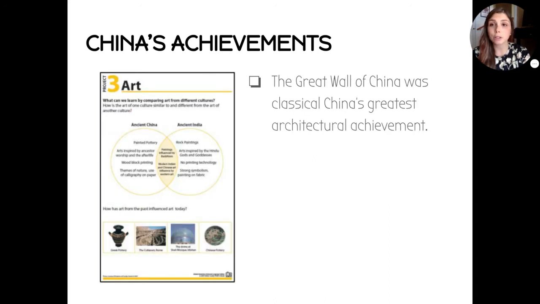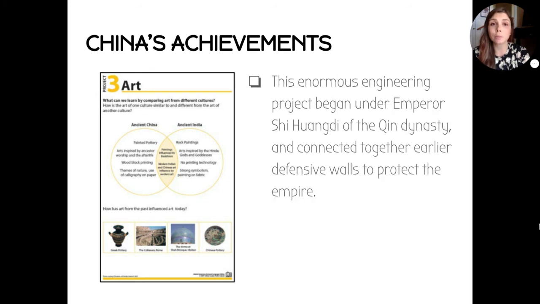Poster 3 deals with art. What can we learn by comparing art from different cultures? How is the art of one culture similar to and different from the art of another culture? The Great Wall of China was considered classical China's greatest architectural achievement, and we can learn a lot from studying this piece of architecture. This enormous engineering project began under the emperor in the Qin dynasty and connected together earlier defensive walls to protect the empire.